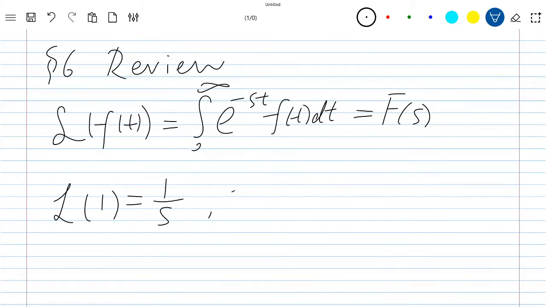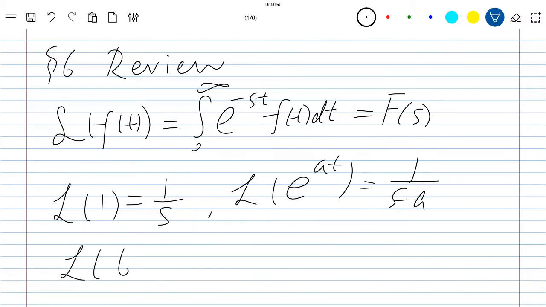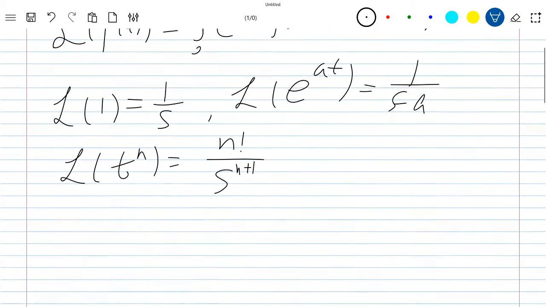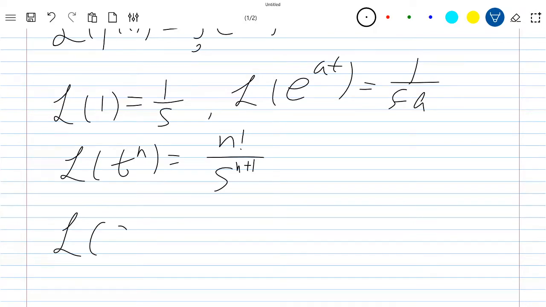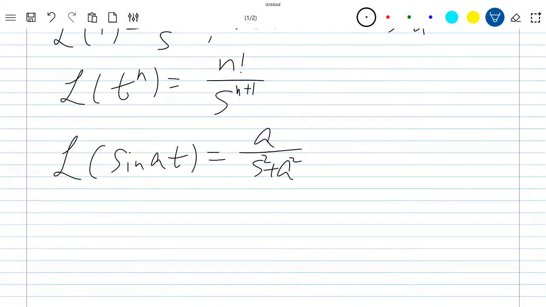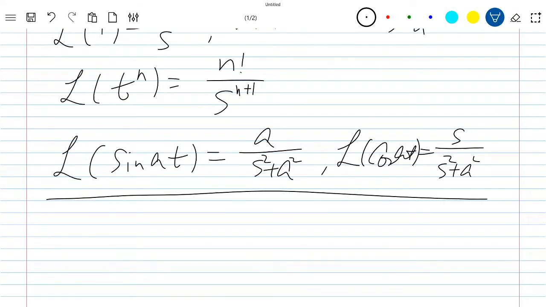The Laplace transform of 1 equals 1 over s, of e to the at equals 1 over s minus a, of t to the n equals n factorial over s to the n plus 1, and a pair of sine and cosine. Sine at would give you a over s squared plus a squared, and cosine at would give you s over s squared plus a squared. And the combination of these functions can be given from the two formulas.